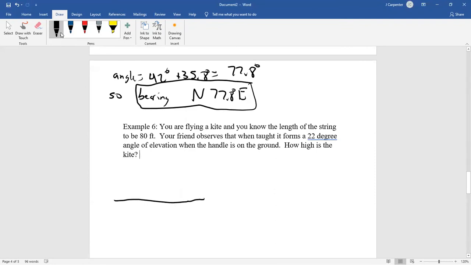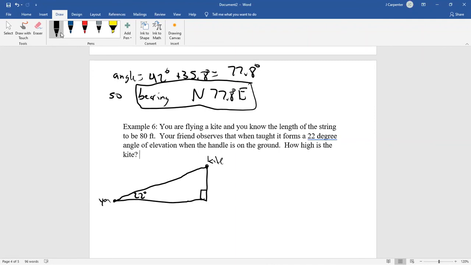So we're here on the left. This is us, this is you, if you will. And then we're flying a kite, and the length of the string is known to be 80 feet. Your friend measures a 22-degree angle. 22 degrees is kind of small, so we'll make this kind of small. This right here is where the kite is, and this is our 22-degree angle. We know we're going to have a right angle here if we just drop it directly down.